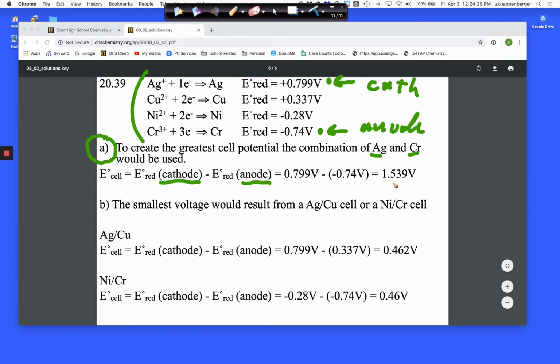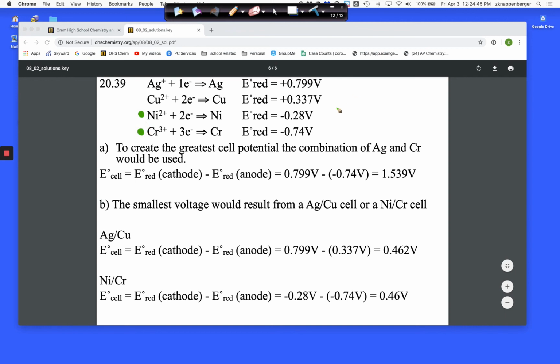So then guys, if we look down below, I'd like to talk about this one. So we've got the nickel chromium battery. And if we look at our nickel chromium example, you'll notice that in this case, nickel is our larger, right? It's our larger reduction potential. It's less negative or larger. So that makes this our cathode. That makes this one then our anode.